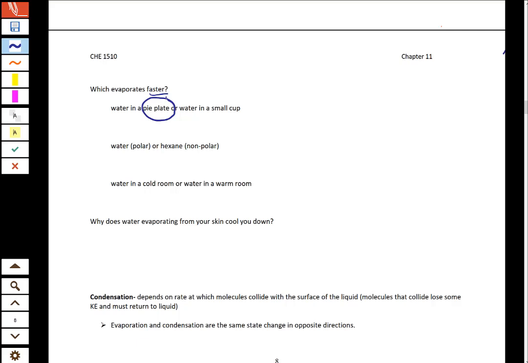Okay, so next one, water that's polar or hexane that's nonpolar. So which one evaporates faster? Well, water is polar, and polar molecules have stronger intermolecular forces than nonpolar molecules. So stronger intermolecular forces ends up meaning that it's more difficult for that to evaporate. And so hexane, the nonpolar, is going to evaporate faster.